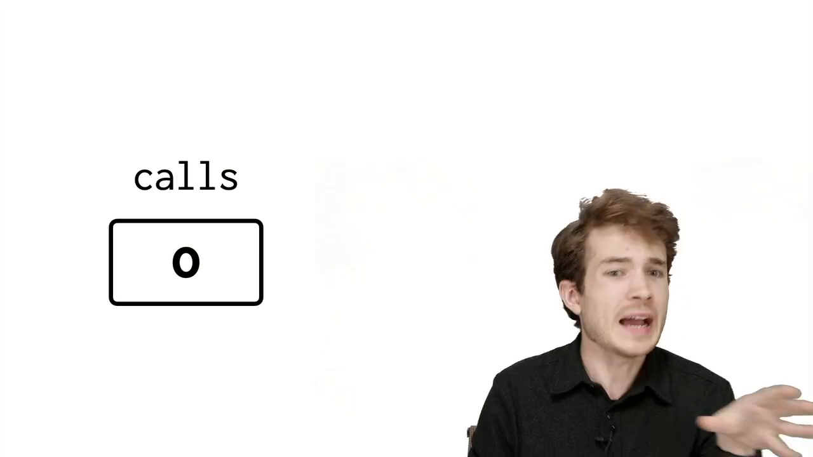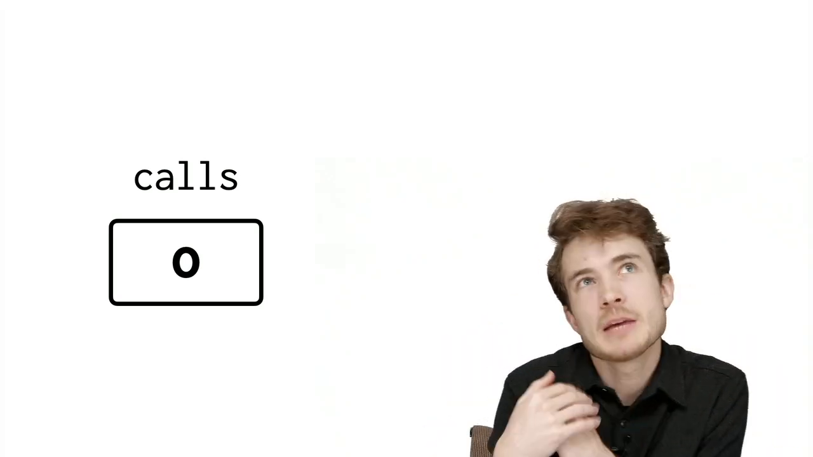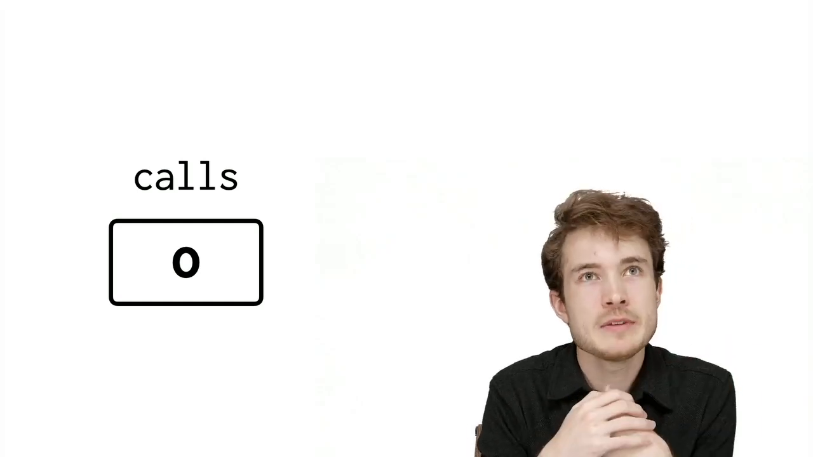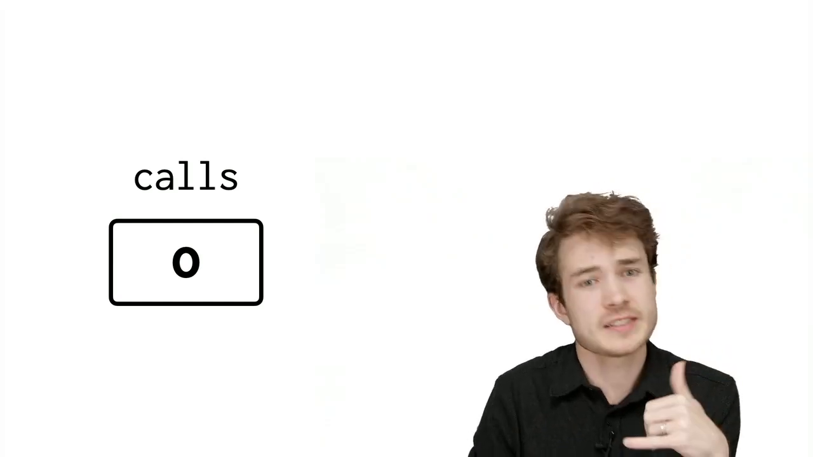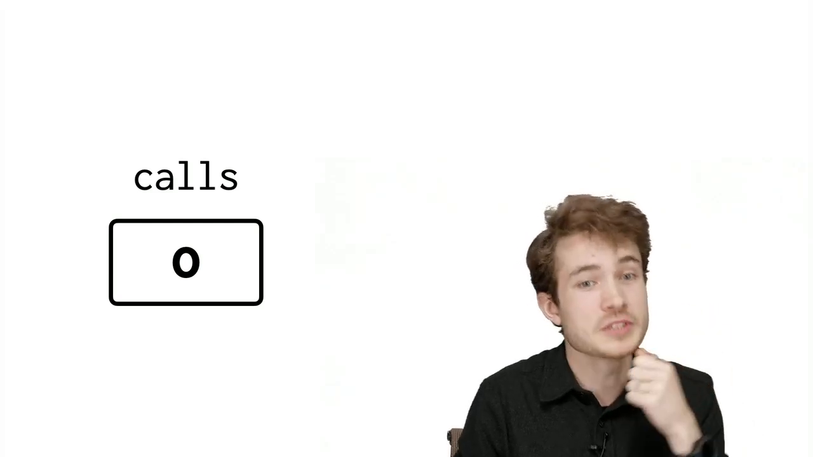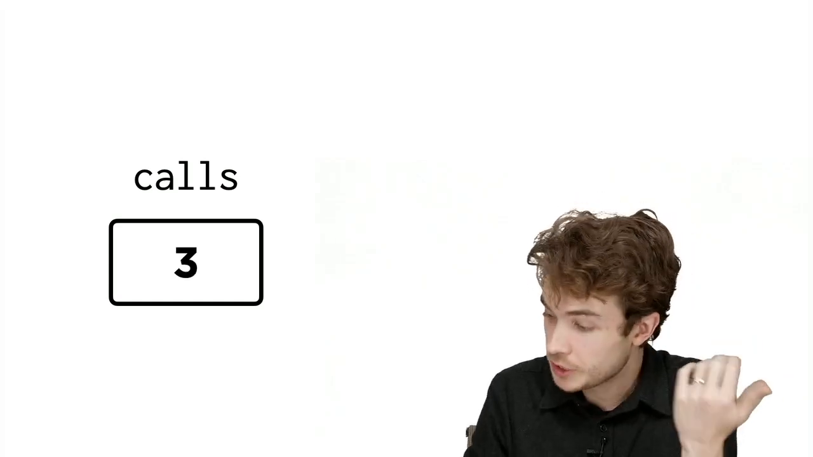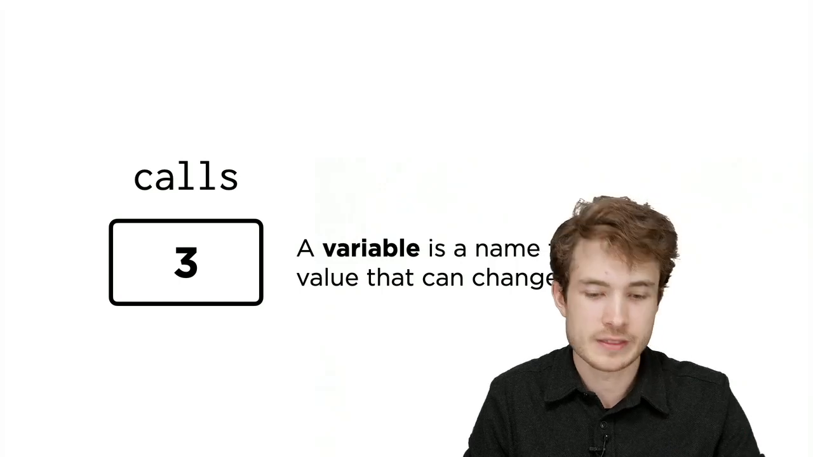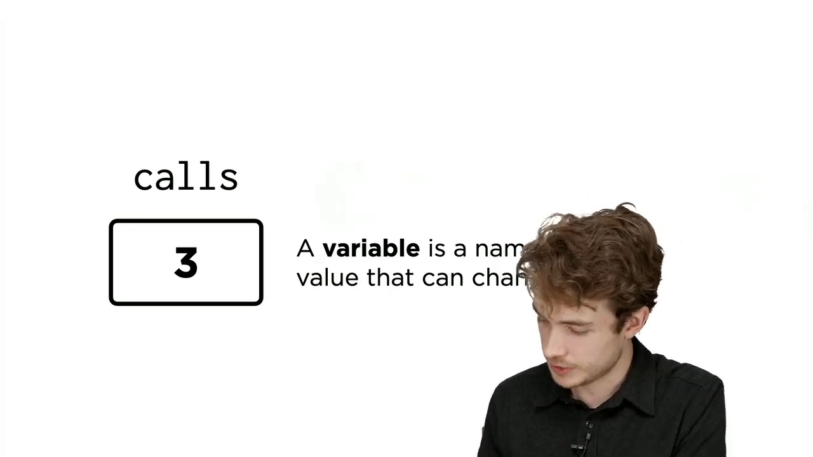And calls could store really any particular value. That's why it's a variable. This value could change over time. Maybe I'm calling my sister, for instance, and maybe I'm tracking how many times I've called her. So I've called her currently 0 times, but let's say I call her, that value gets updated from 0 now to 1. Could also be 2 later on in time, maybe 3, or so on. We could think of this variable as a name for a value that can change. In this case, our variable is named calls, and it has this value, first 0, then 1, then 2, then 3, that is changing over time.